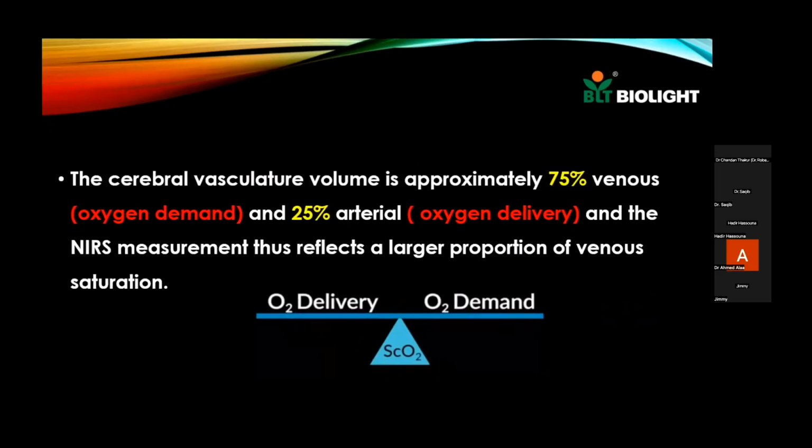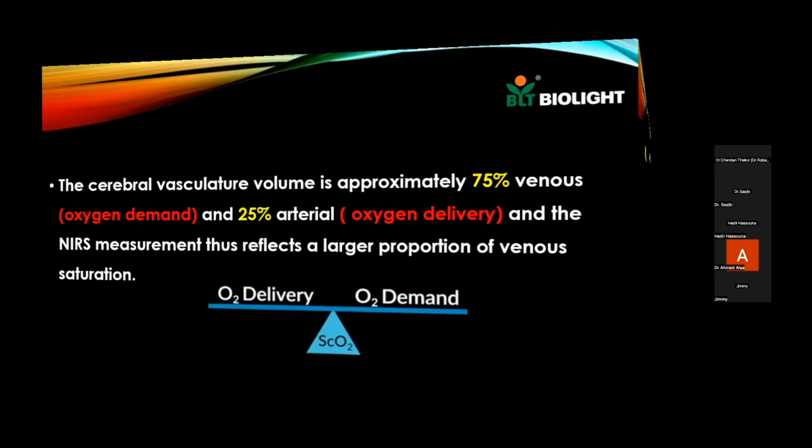Actually, the cerebral vasculature volume is made approximately of 75% from the venous side, which represents the oxygen demand, and 25% from the arterial side, which represents the oxygen delivery. And the non-invasive near-infrared spectroscopy measurement thus reflects a large portion of venous saturation, if there is a balance between oxygen delivery and oxygen demand.